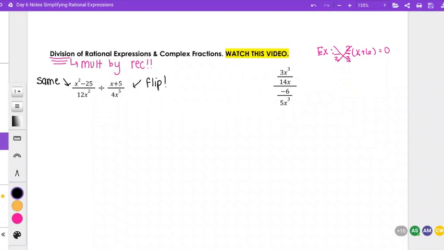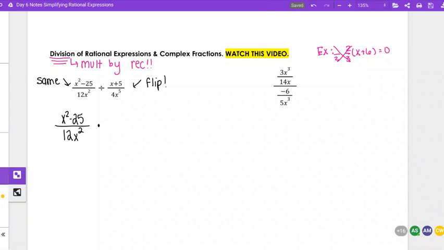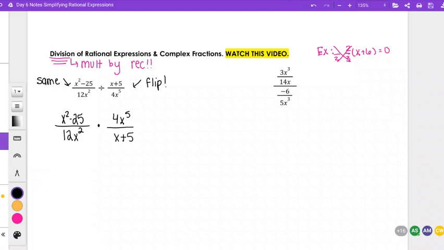So what that looks like is we're going to have x squared minus 25 all over 12x squared, and we are going to multiply that by 4x to the 5th all over x plus 5. And so now our goal stays the same.